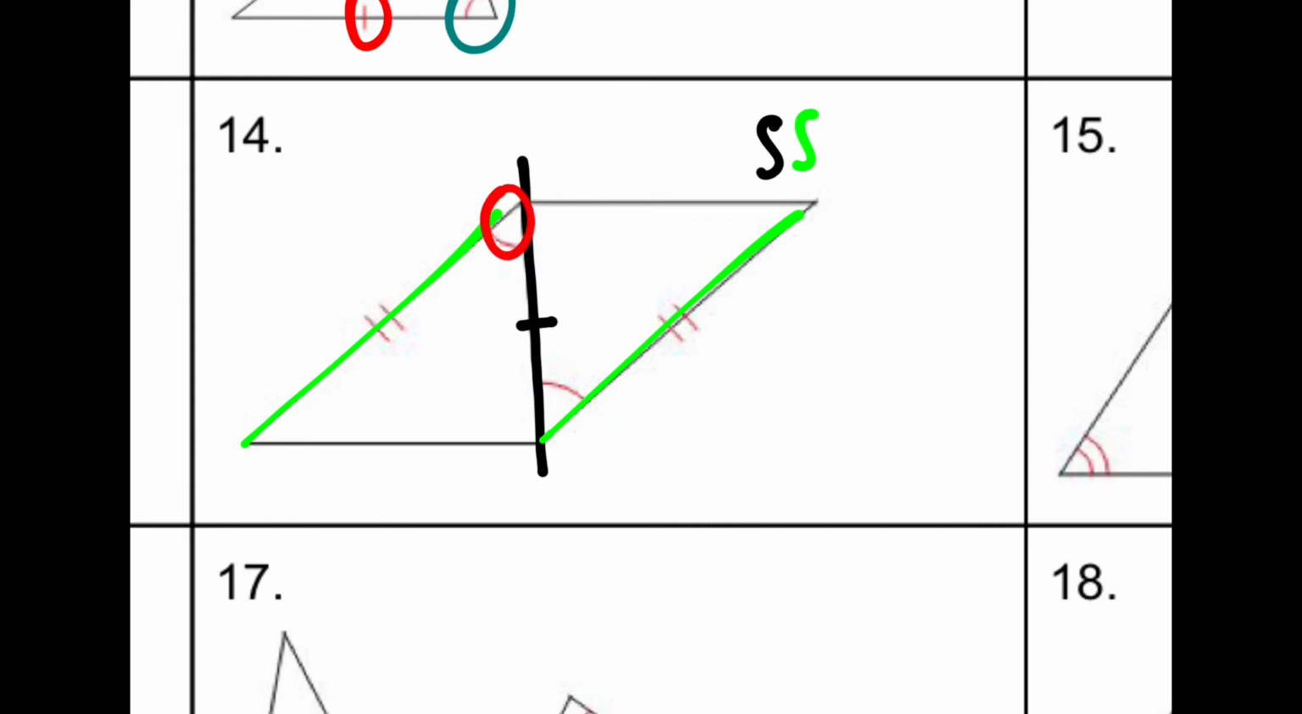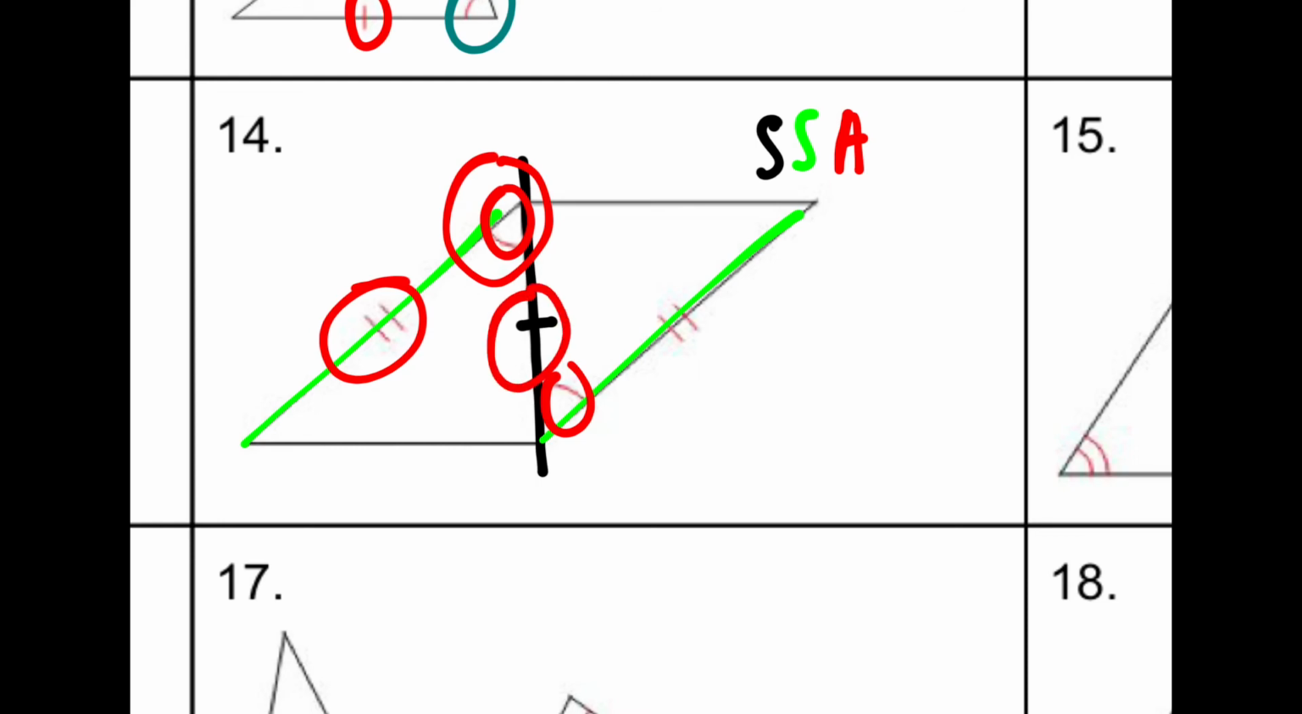And finally, I have these angles. So I have 2 sets of congruent sides and an angle. When I look, I have my side, my angle, and then my side. So that's exactly how I'm going to list it. I have a side, an angle, and then another side. So 14, they are congruent by side, angle, side.